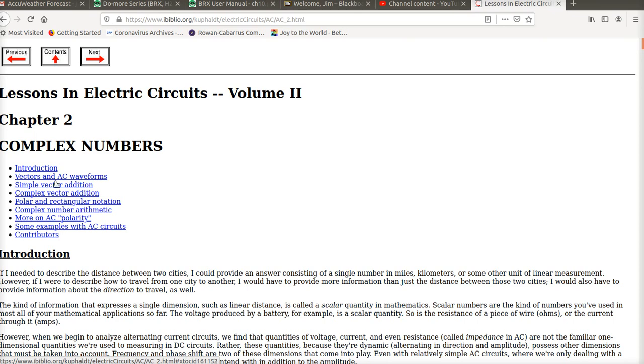Everything in AC is a vector, so he starts out with vectors in AC. Everything in DC was a vector too, but everything in DC pointed in the same direction, so we didn't have to worry about the vector notation. In AC, we have vectors that are pointing in different directions. So in 2 dimensions, we need to think about them in terms of either polar or rectangular notation. So you will want to go through this chapter a little bit.